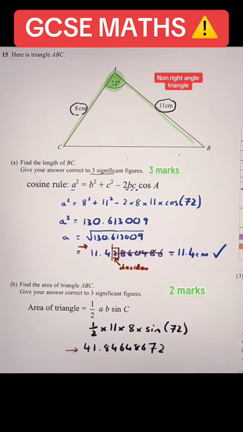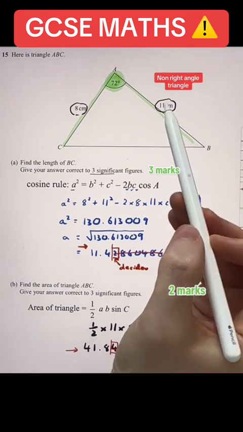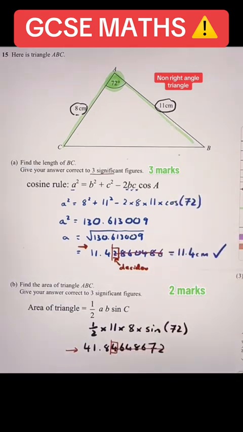As we want to give our answer to 3 distinct figures, we start from the left and count from the first non-zero digit from the left. Our first non-zero digit from the left is number 4. Once you start counting, you don't stop. That's my first distinct figure. That's my second. That's my third. As I round to the 3 distinct figures, I now stop, draw a line to the right. That's called my decider. Is that 5 or more? In this case, no. So I just round down. So my area is 41.8. As my length is in centimetres, my area is going to be in centimetres squared.